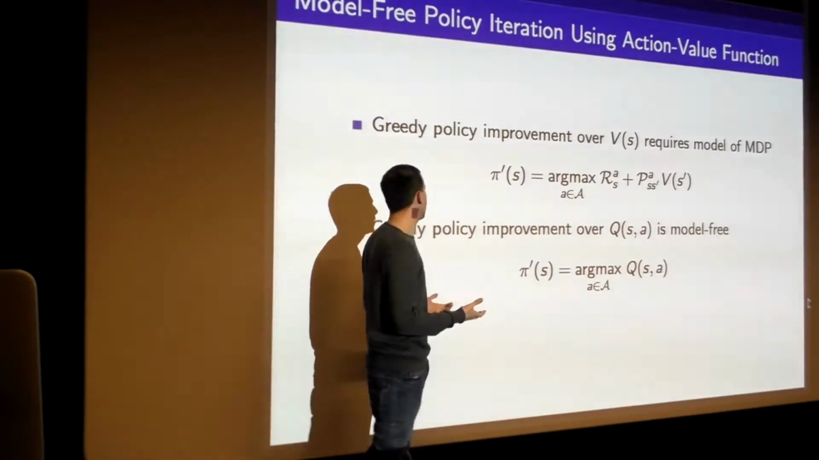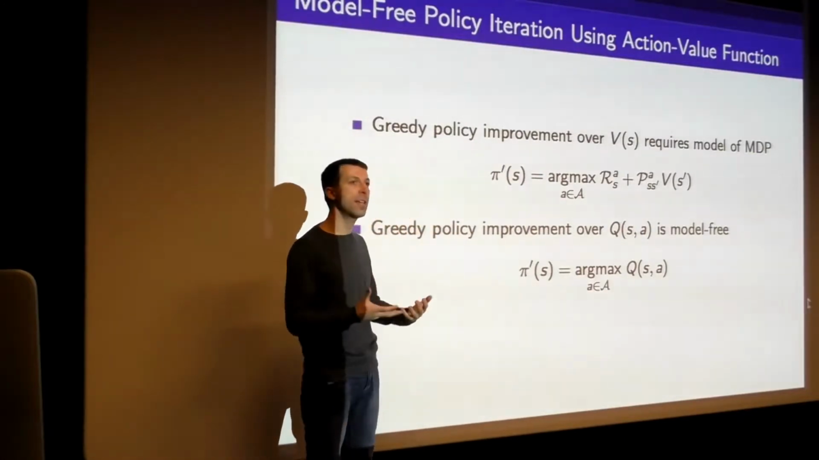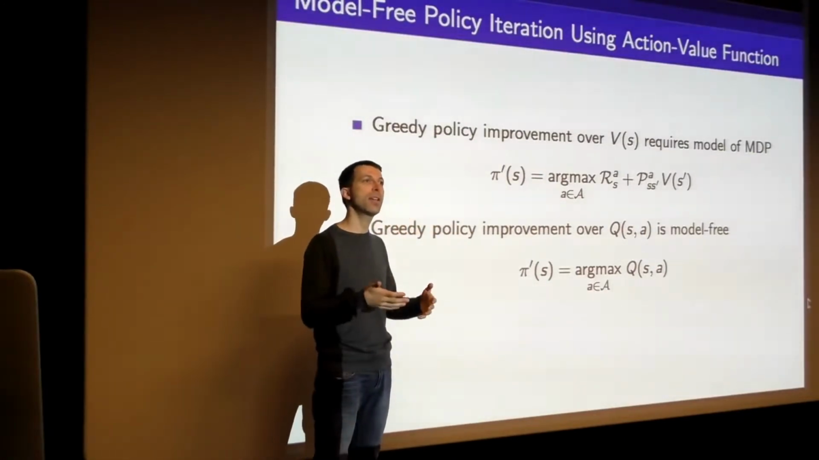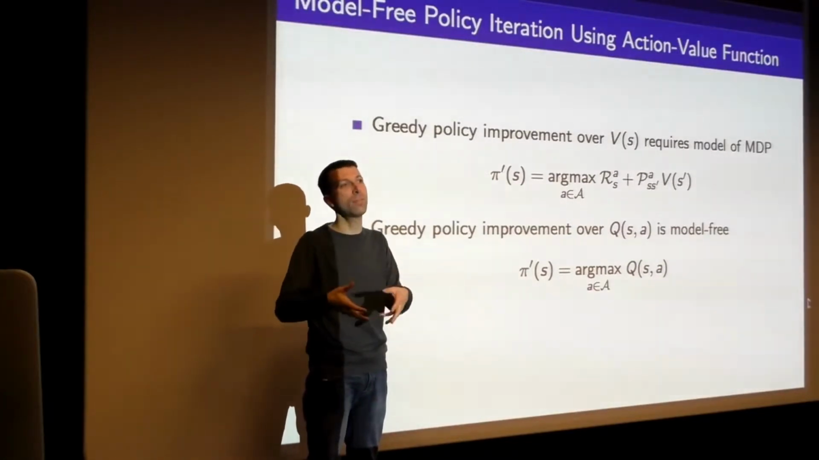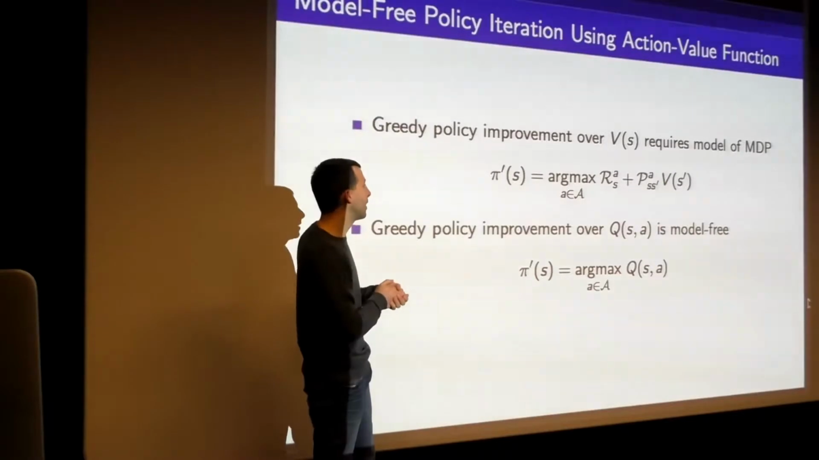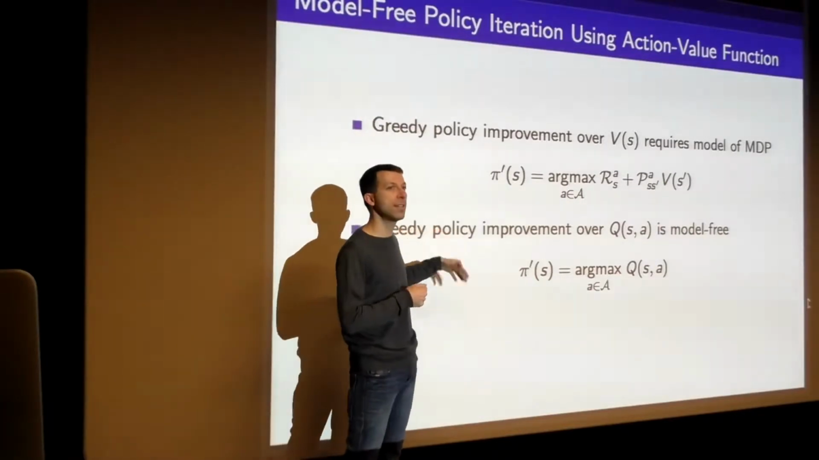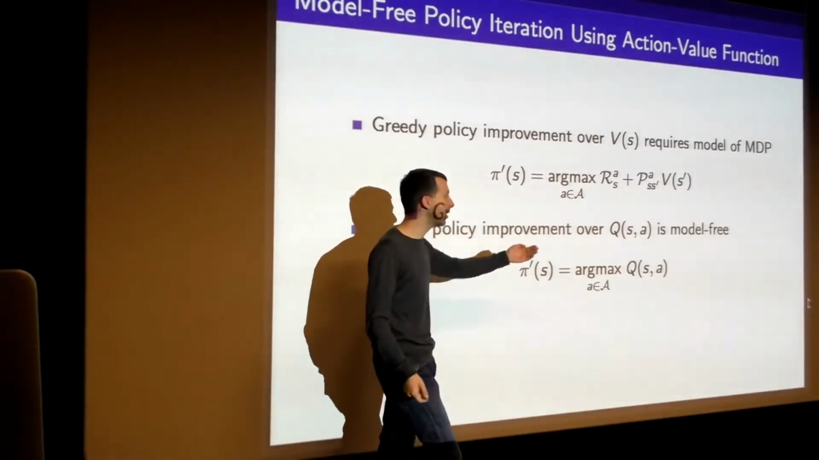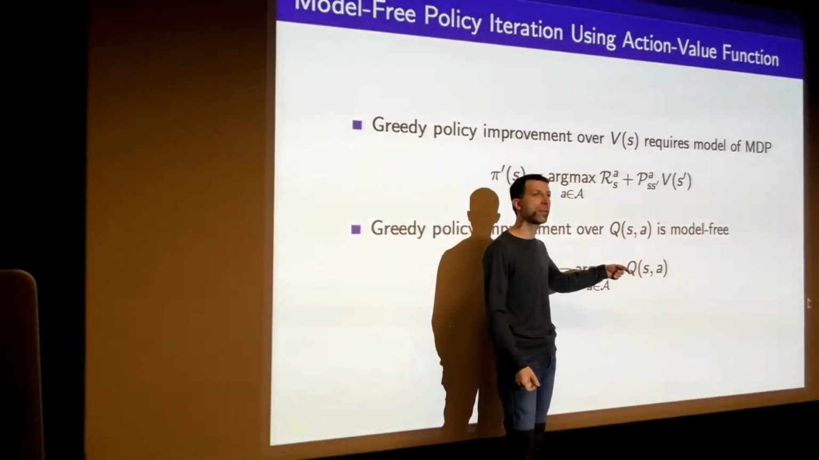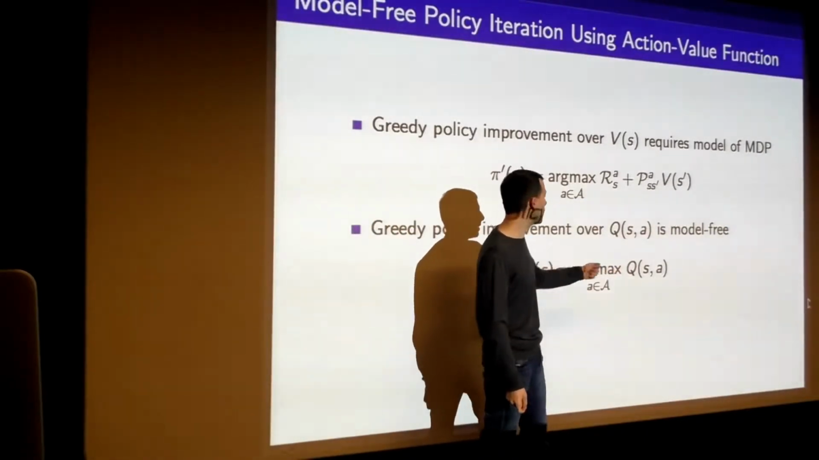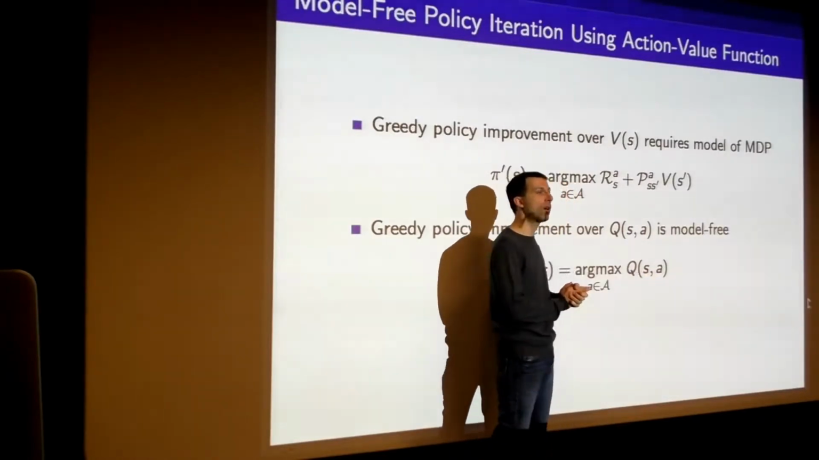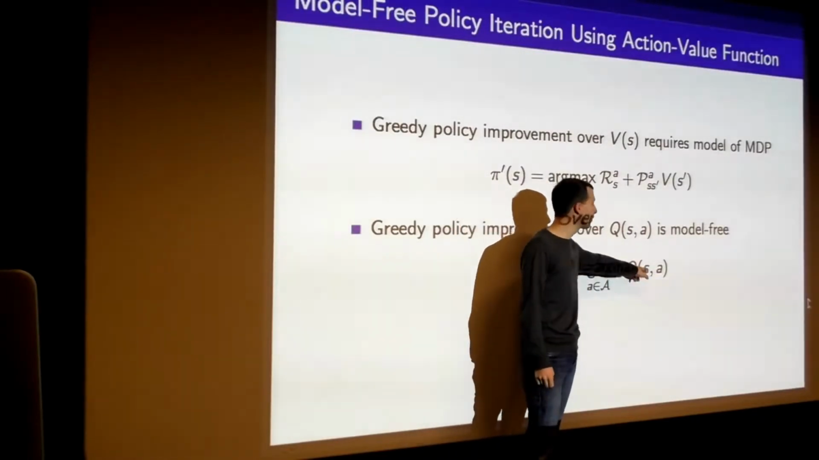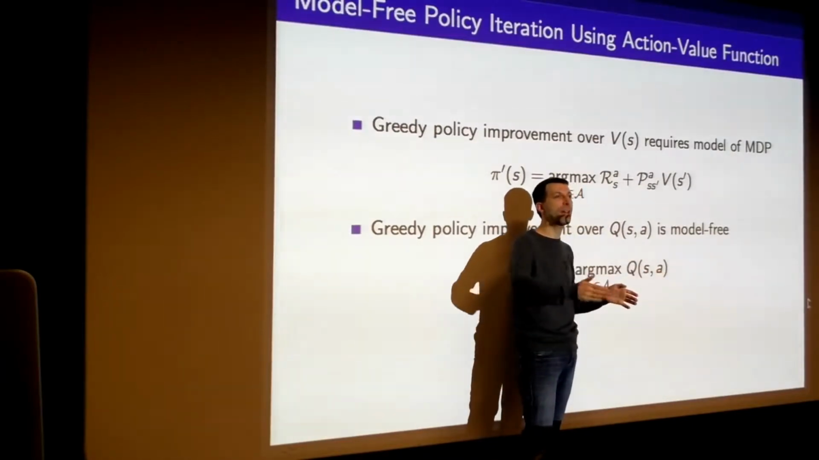So the alternative is to use Q. The alternative is to use action value functions. Action value functions enable us to do control in a model-free setting. And the reason is that we can do policy improvement in an entirely model-free way. Like if we have Q and we want to do greedy policy improvement, all we need to do is maximize over our Q values. So we've got the Q values. The Q values tell us from each state how good is it to take each different action.